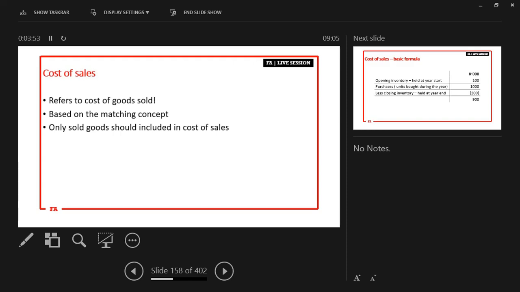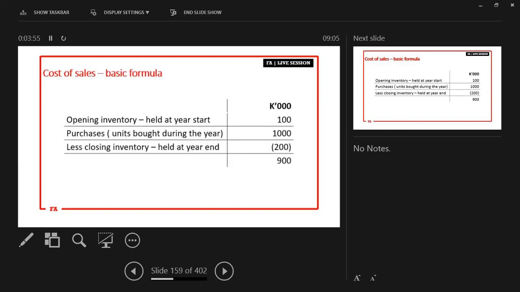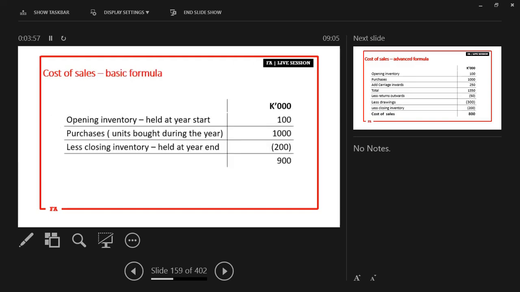So I give you the first formula for cost of sales. Okay, you have the opening inventory. Don't ask the question, what is opening inventory? Somebody try to explain it. Inventory held at what?